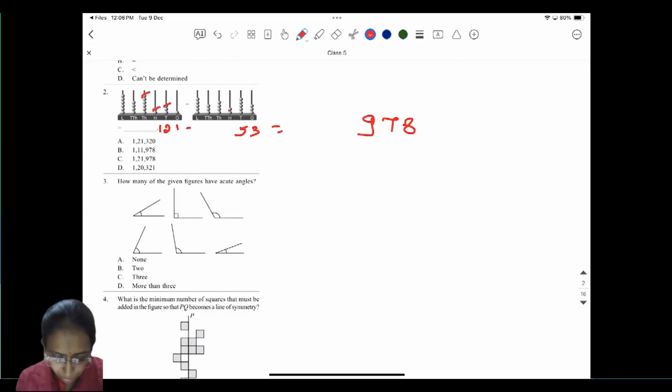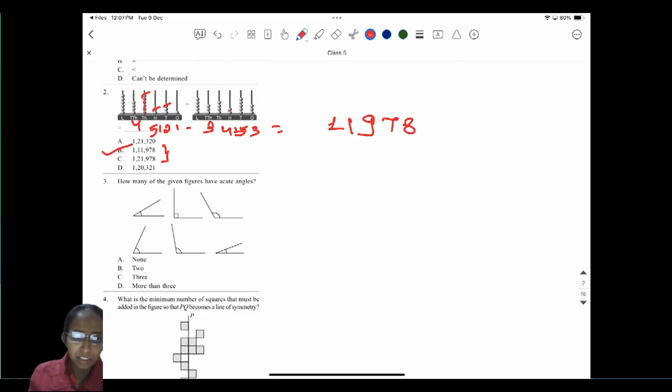So you are left with, at the thousands place, 1, 2, 3, 4, 5 beads left over here. So subtracting 4 from this, we are having 1. So we can see that there are 2 options which are matching till here. Now, at the 10,000 place, we are having 4 at this and 3 at here. That means we are left with the 1. So B will be my answer.